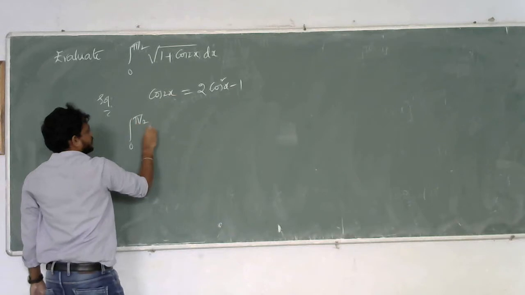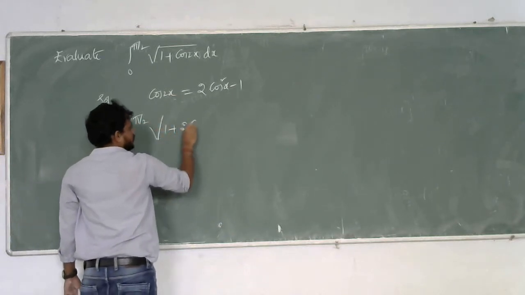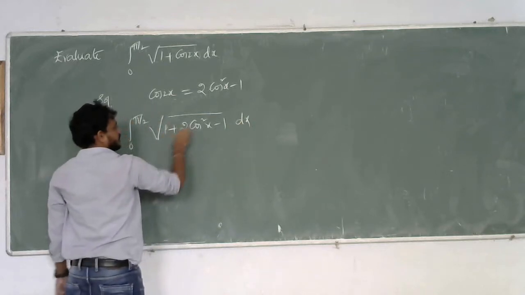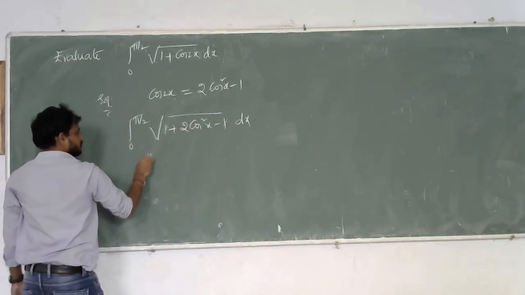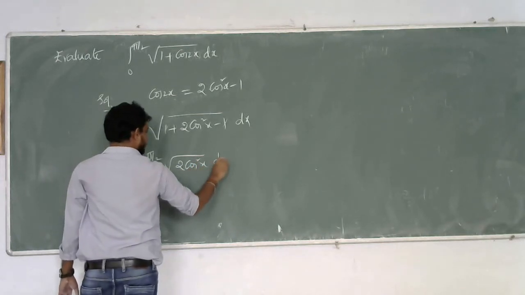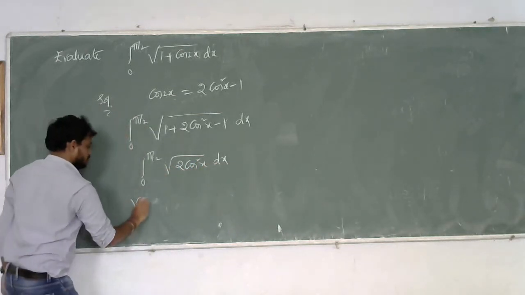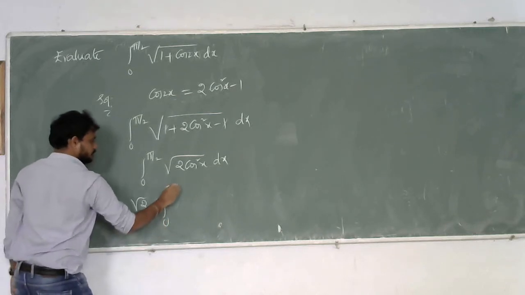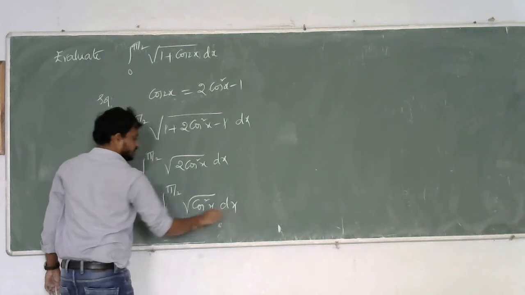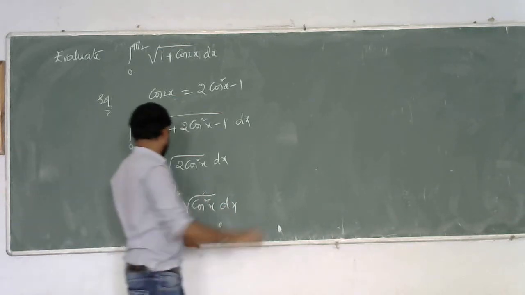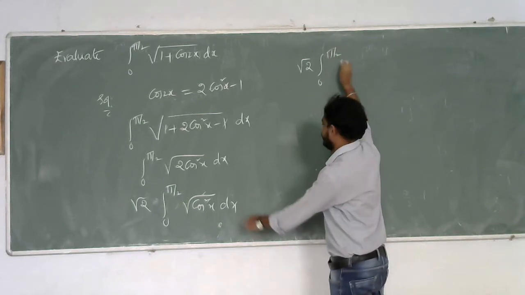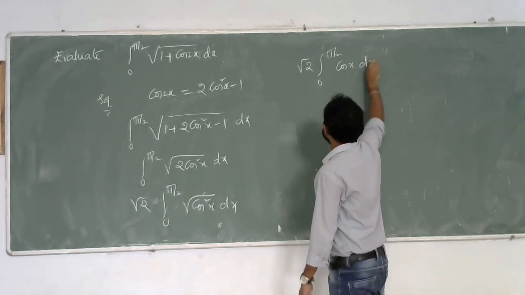Integral 0 to pi by 2 square root of 1 plus 2 cos square x minus 1 into dx. Plus 1 and minus 1 get cancelled. So integral 0 to pi by 2 square root of 2 cos square x dx you will get. Now write this root 2 outside. So root 2 into integral 0 to pi by 2 square root of cos square x dx. Again, here the square root will cancel. So root 2 into integral 0 to pi by 2 only cos x dx.